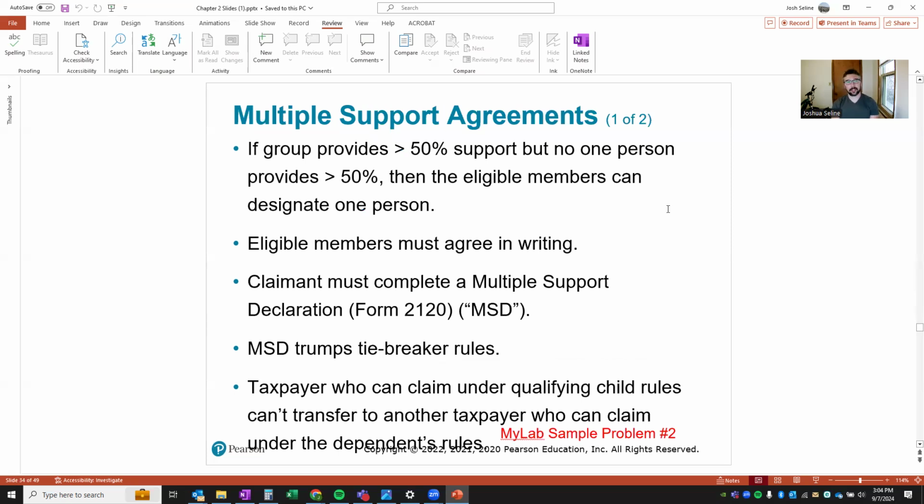Multiple support agreements. If a group provides greater than 50% support, but no one person provides it, then the eligible members can designate one person. This I don't see a lot of, but it's still good information to know. Eligible members must agree in writing. The claimant must complete a multiple support declaration. MSD trumps tiebreaker rules. That's the multiple support declaration. And the taxpayer who can claim under qualifying child rules can't transfer to another taxpayer who can claim under dependency rules. You don't see these a whole lot, but they are kind of interesting.